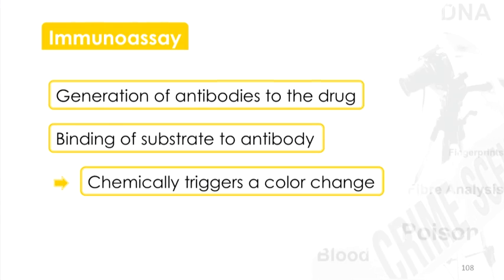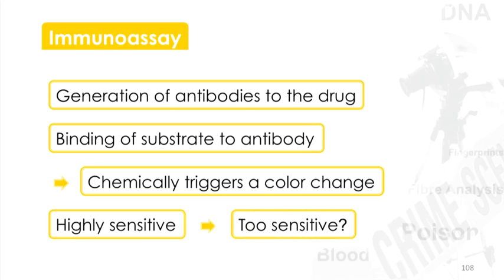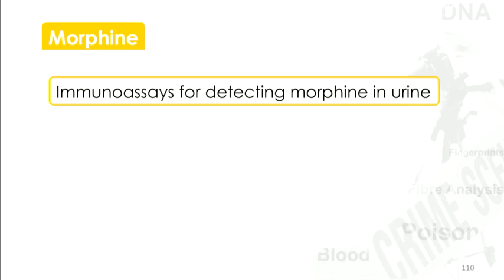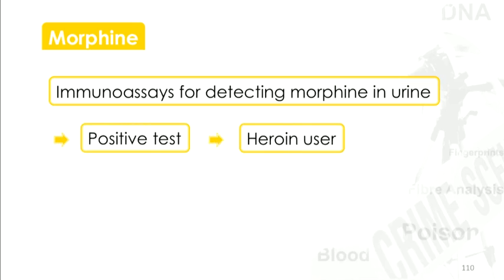Well, these techniques, the immunoassay techniques, have come in for a certain amount of controversy, partly because of their very, very high sensitivity. Perhaps that sensitivity can be too high, and if not used properly, can give very misleading results. For instance, morphine. There are immunoassays available for the detection of morphine in urine. So the assumption would be that if someone tests positive using this method, then they must be a heroin user. But it's not necessarily so.